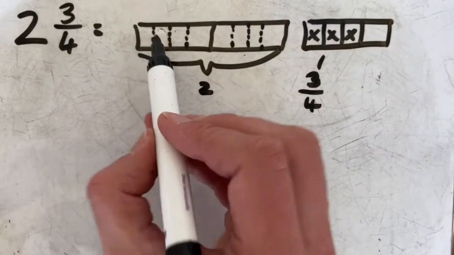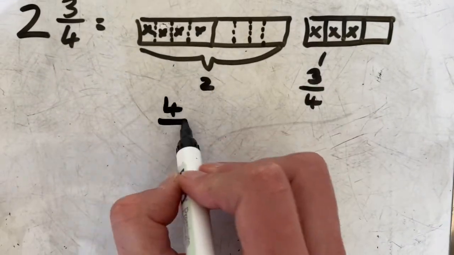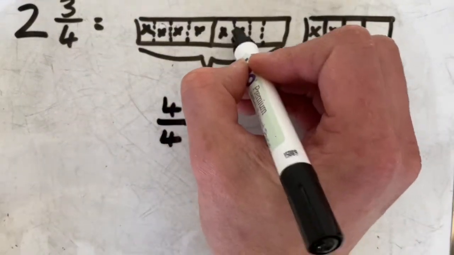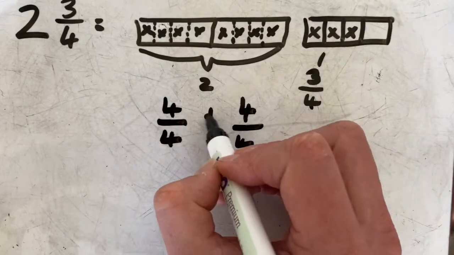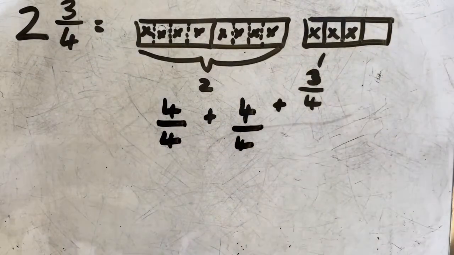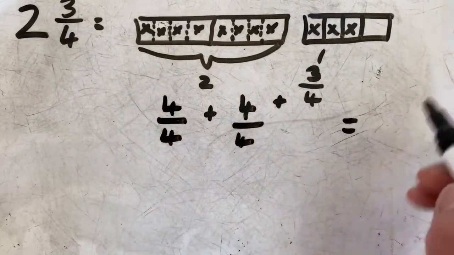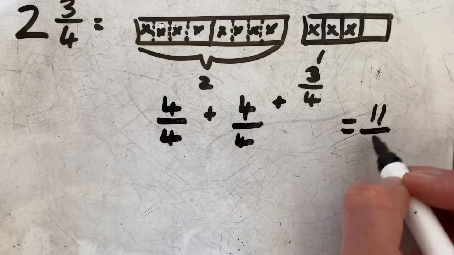Here we have 1, 2, 3, 4/4 in my first whole number. That means we also have 4/4 in the second whole number. So that's 2 lots of 4/4 added to 3/4. When we do this calculation, we get 8 add 3, which is 11/4.